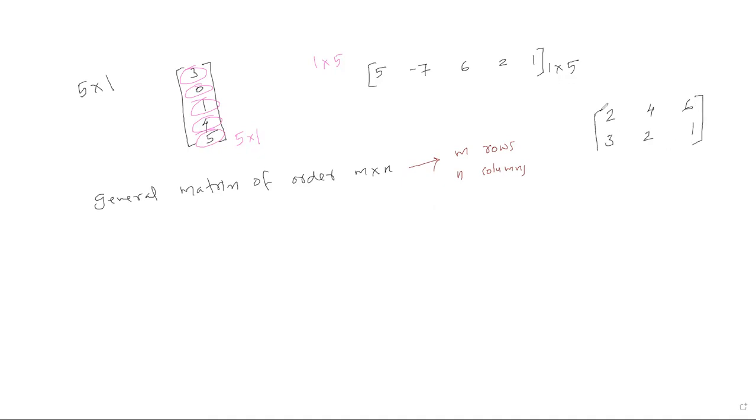2, 4, 6, 3, 2, 1. Is this a matrix? Yes or no? Yes. What is the order? 2 by 3. So can you tell me the position of this element?